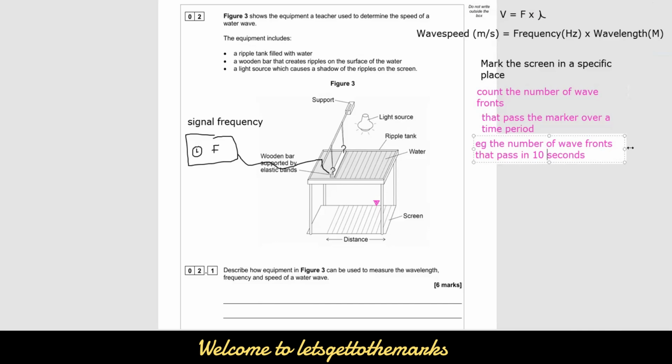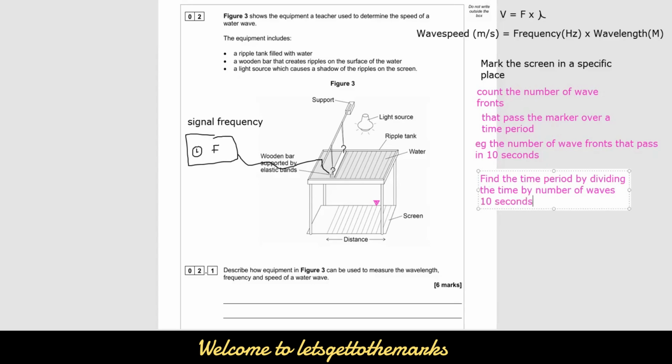It's pretty hard to count over 1 second. It's much easier to count the number over 10 seconds. So find the time period by dividing the time by the number of waves. The time was 10 seconds. So 10 seconds divided by 5 waves. Let's say 5 waves passed over 10 seconds, right? That means our time period is 10 divided by 5.